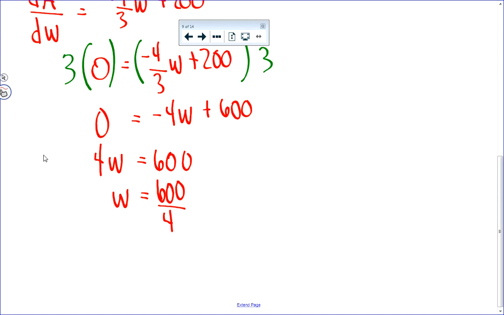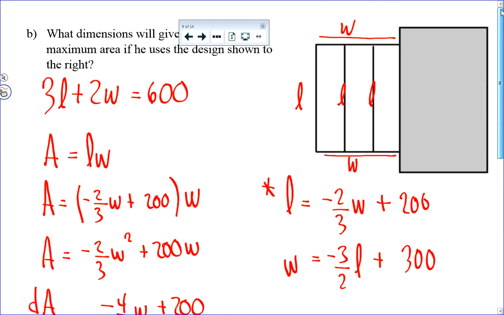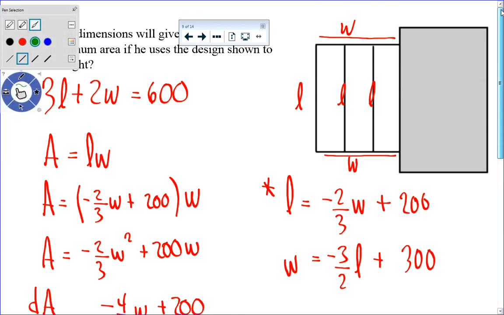I don't know why I'm bothering to check on a calculator, but sometimes my mind slips a gear and I can't do that in my head. It is in fact 150. So this is the only critical value of W, which means it must be the answer to the question. Go back up to the top here for you. That means that we have 150 for the width.